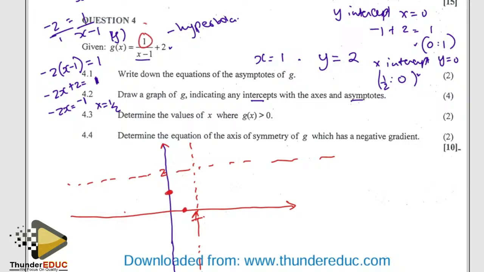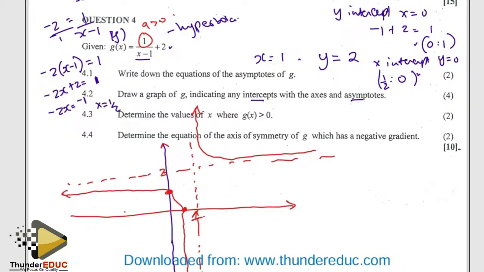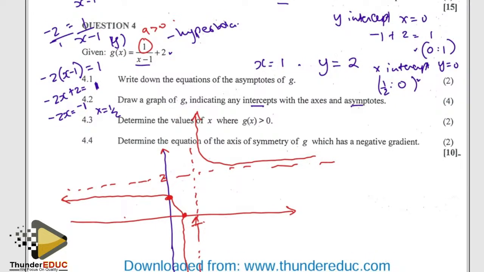But our a is positive, which means we expect the graph to be in quadrant 1 and quadrant 3. So you're going to have this here. There are no points, just sketch. And then this must pass through that. So the graph must just continue in that format. So this is our g. Okay, so that is how the graph would be sketched.